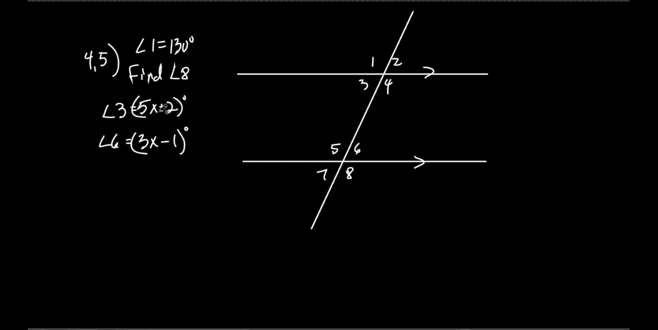If I told you angle 3 was this and angle 6 was this, what's the relationship between 3 and 6? They're equal to each other, right? Because they're alternate interior angles. So what would you do with these two things? Set them equal, and then solve for x, and then it might say find angle 3. Well, once you find x, what do you do? Plug back in, right? Get a value for that. Does that make sense? Okay.